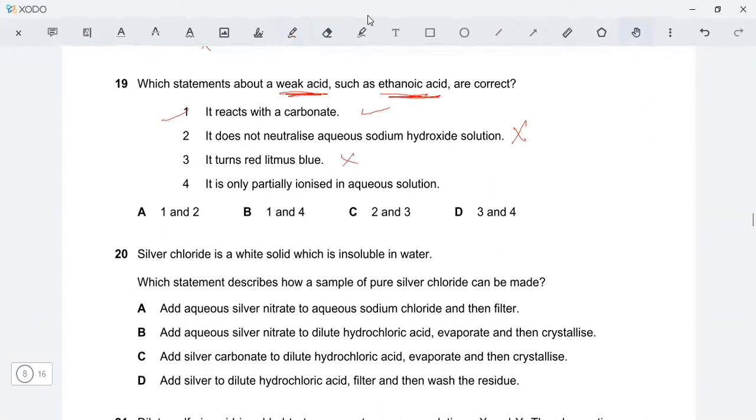And the last statement: it only partially ionizes in aqueous solution. It is going to be a correct statement. A weak acid can ionize, and that is called partial ionization. A strong acid can fully ionize, and a weak acid partially ionizes. So statements one and four are correct.